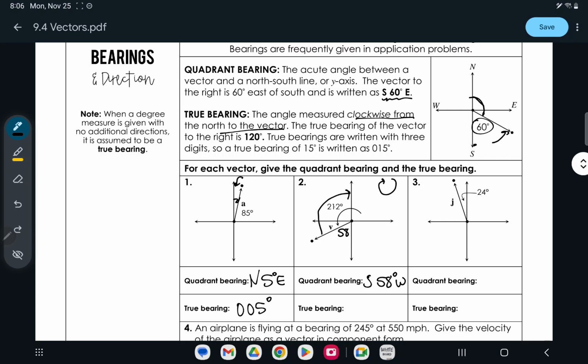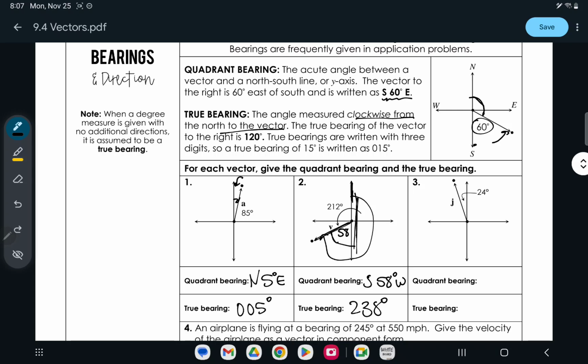So hang on. And I'm incorrect. Clockwise from the north to the vector. So I need to go this way. So that's 180 plus 58 to give 238.